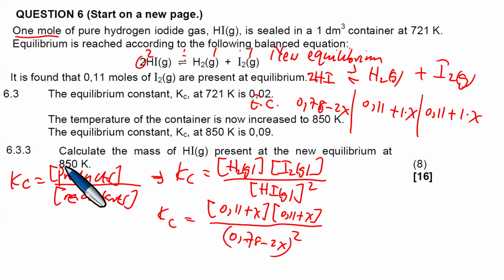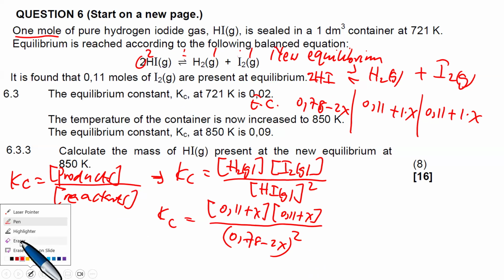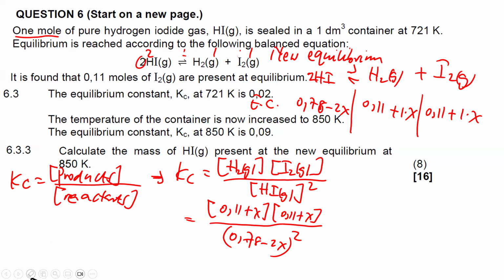Okay, remember that these things are happening at the new temperature. That's when we have a new equilibrium, and we need to calculate the hydrogen iodide present at the new equilibrium. So we're calculating the Kc at 850. Normal examiner will say Kc at what? So we're calculating Kc at 850. At 850 Kelvin, the Kc is 0.09. This is a quadratic equation we need to solve.